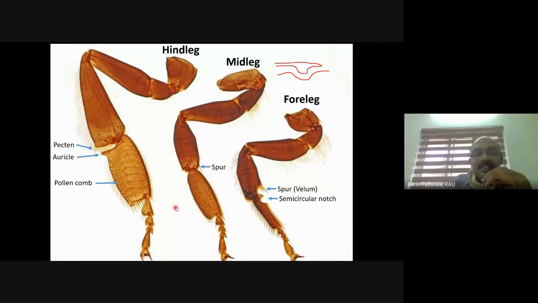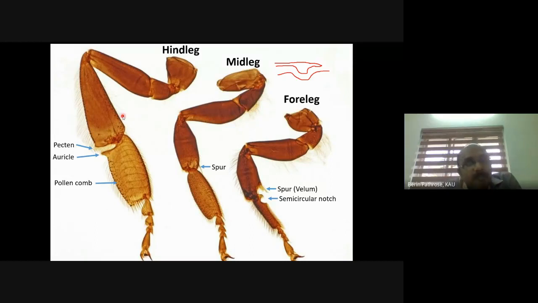So what this spine on the tibia will do is, it will pick up the wax which is attached to the ventral surface of the abdomen. On the under surface of the abdomen, the insect will secrete wax, and with this small spine, it can pick the wax. So this modification is called the wax picking modification. The first leg is modified for cleaning the antennae. The second leg is modified for picking wax. That modification is called the wax picking leg.